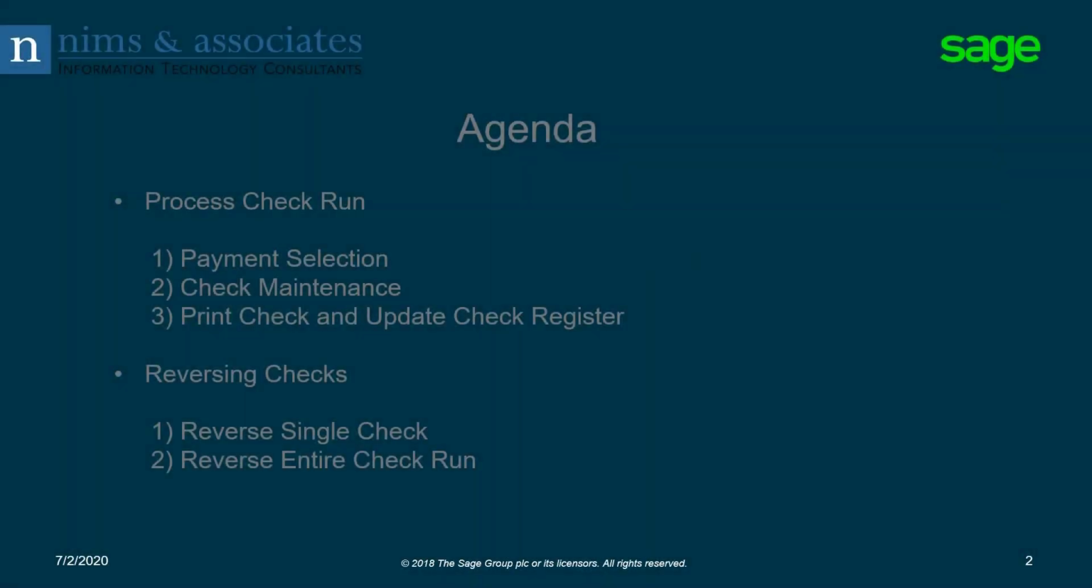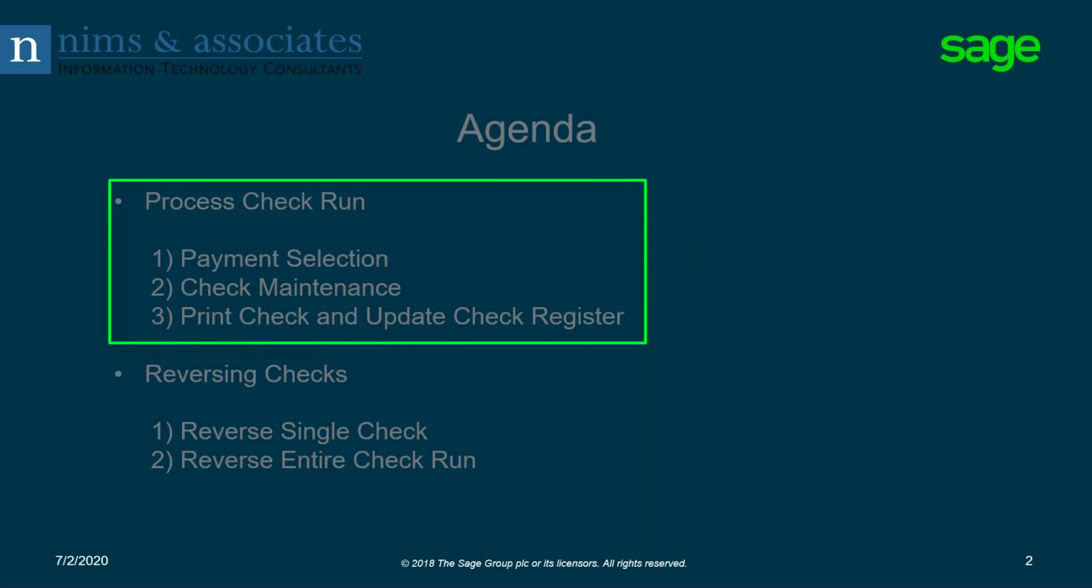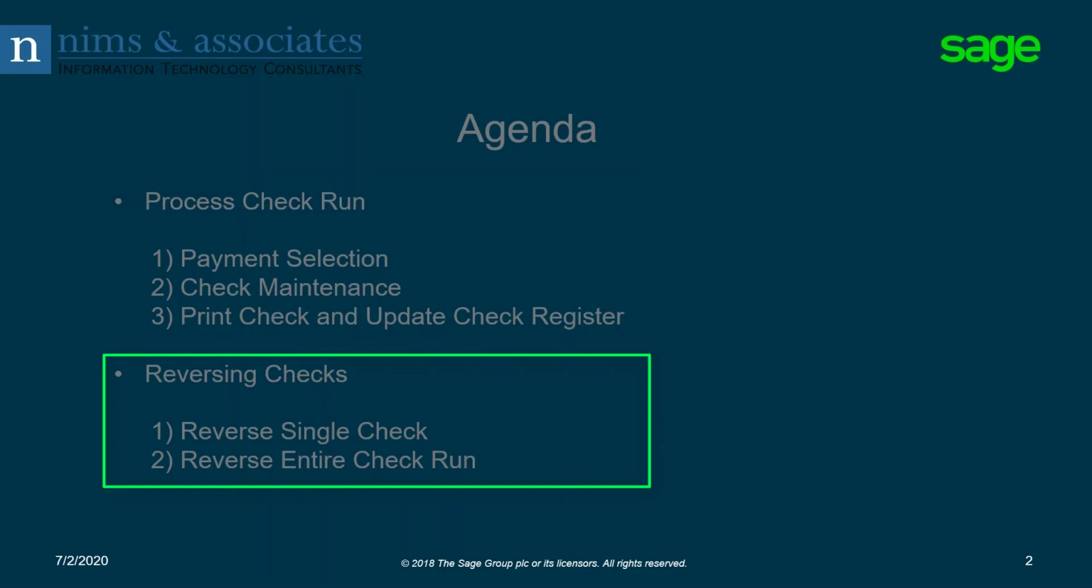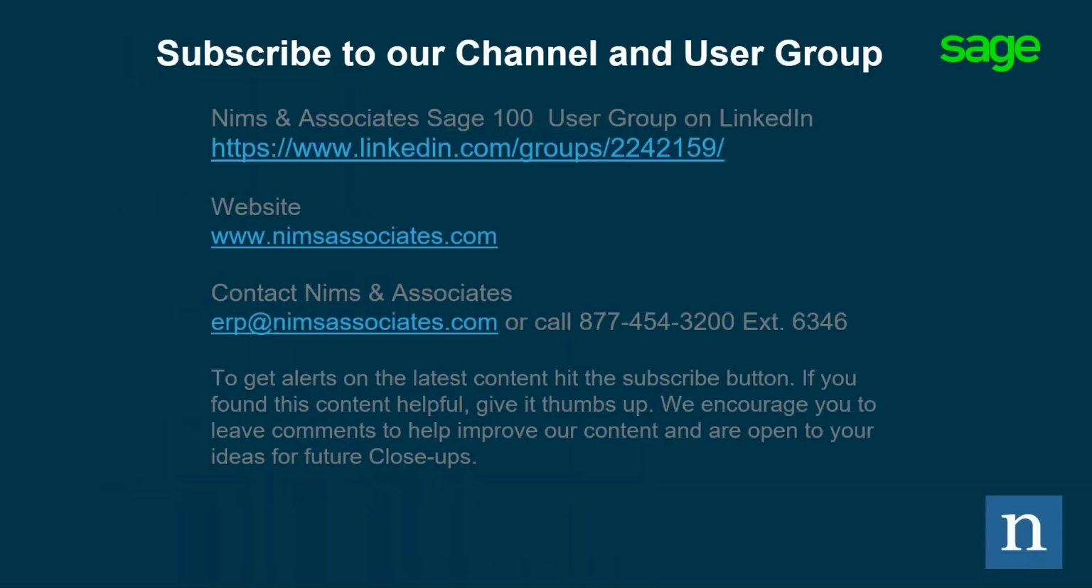So to recap, we did an entire check run where we did the payment selection. Then I showed you how to edit those checks before they print, either by changing the amount that's going to be paid, delete an invoice that's going to be paid, or delete the check entirely. I did not mention you can actually add invoices in that screen as well. So if your payment selection didn't pick up all the invoices you wanted to pay, when you're in that screen, you can also add invoices. And then we went through a couple of examples of reversing checks. We did a single check, and then we reversed an entire check run.